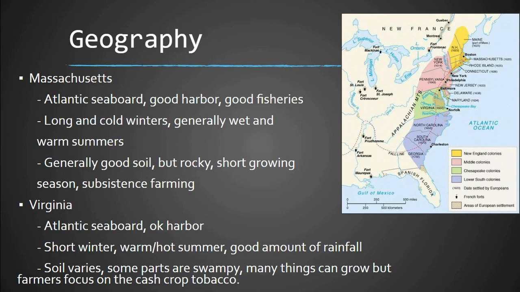The Virginia colony is in green on the map, and also on the Atlantic seaboard. Their harbor is okay, however the climate is much nicer than Massachusetts, as the winters are short and the summers are warm along the coast and hot in the interior. The soil in the area varies in quality, with some parts being swampy, but many things can grow, and farmers focus on the cash crop tobacco.